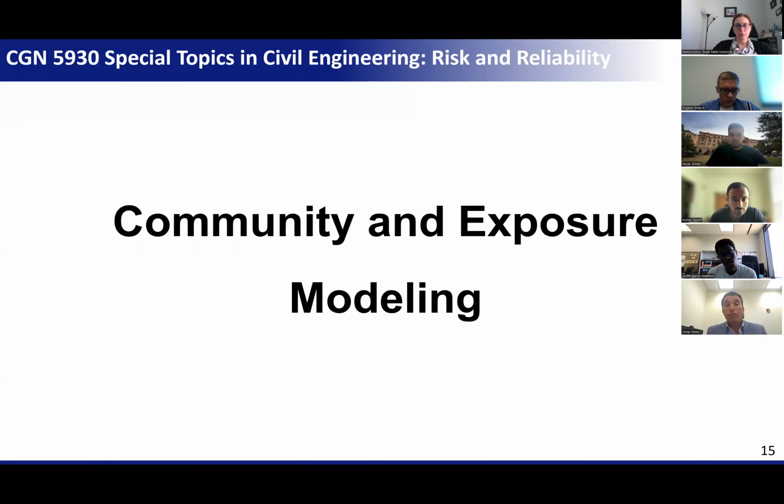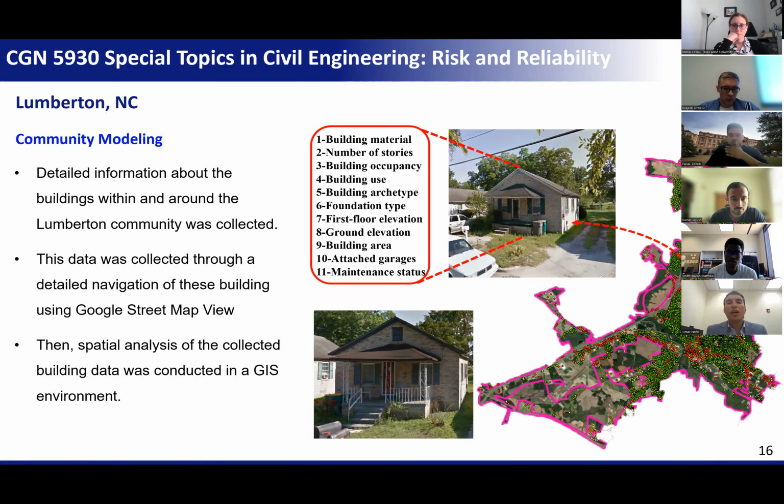So after modeling the hazard, the next step is to model the community. To model the community, we need detailed information about the buildings: where they are, what the building material is, the number of stories, occupancy, use, and foundation type. We were able to get all this information. We collected some of it from Google Street View, and we were also able to get it as a GIS layer provided by the state of North Carolina.